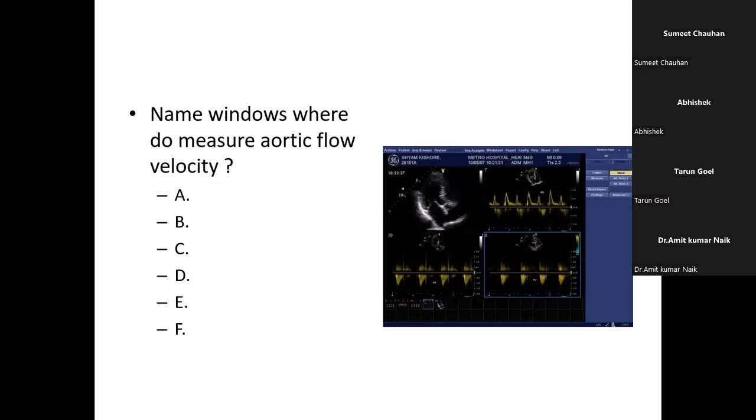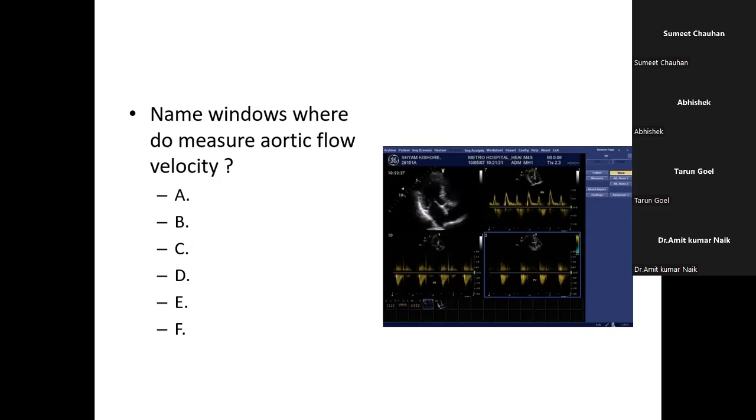Ravish, are you there? You can take up this question. All right. The question is, in which windows? Let's start with the parasternal window. We can't see the aorta in the parasternal window. Go to the apical window. 5-chamber and 3-chamber. Then go to the subcostal window.